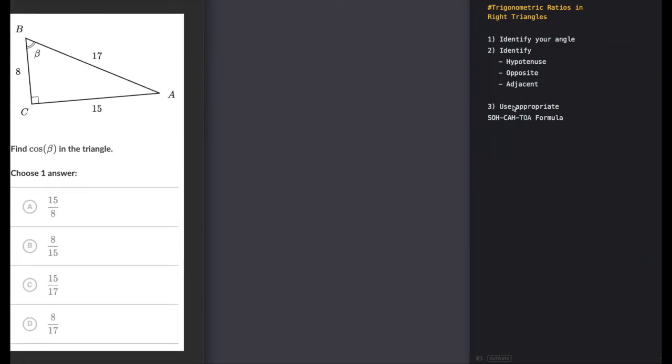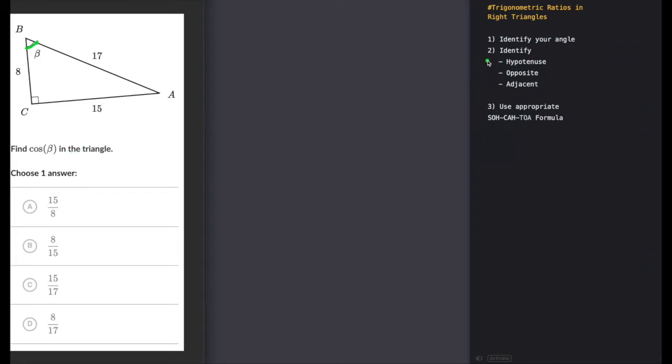So same steps as always. Nothing's going to really change about that on this exercise. So in that way, it's nice and consistent. So I need to identify my angle. My angle is this guy up here. This is my beta this time. And they want us to find cosine of beta in the triangle.